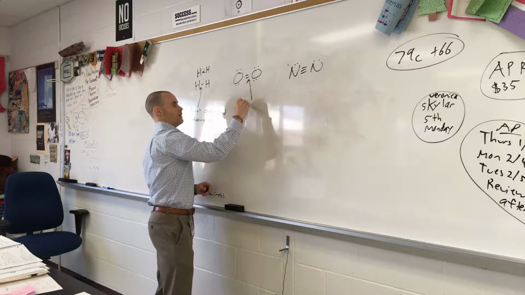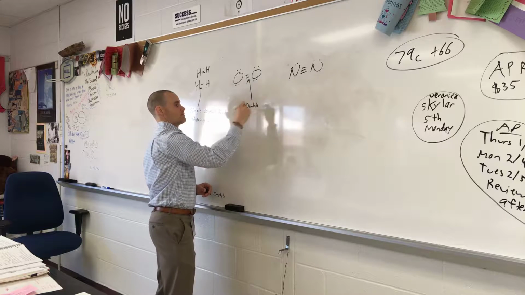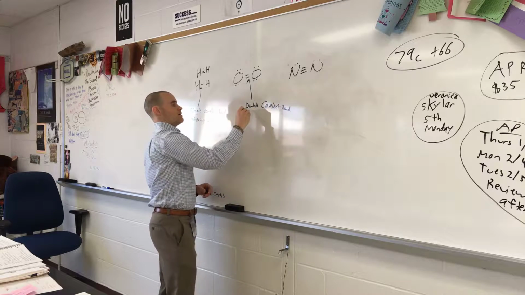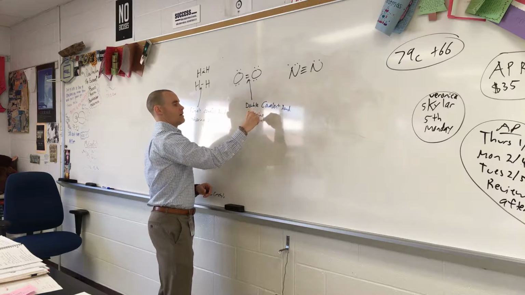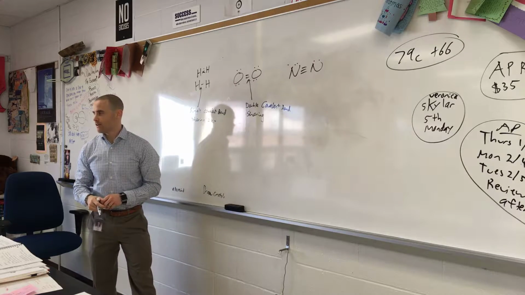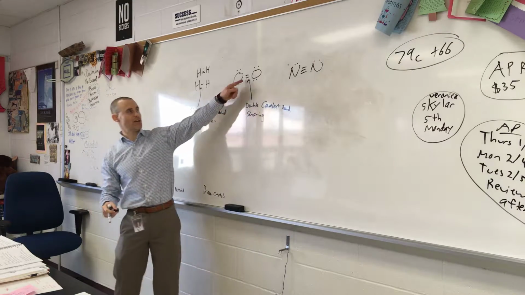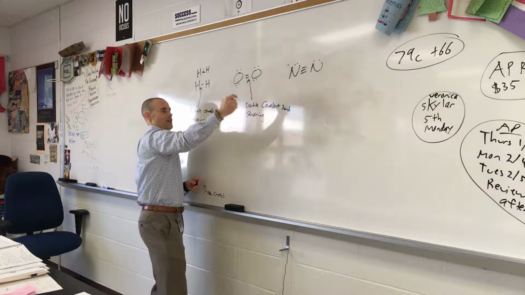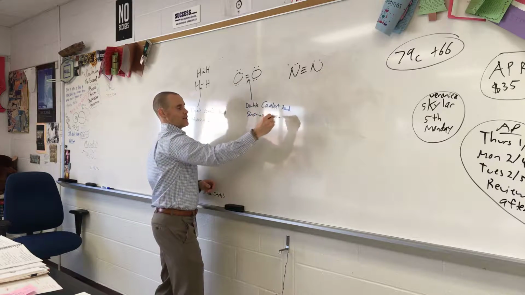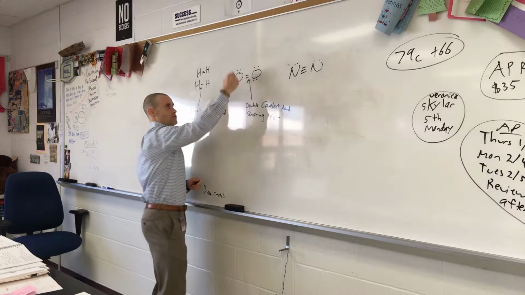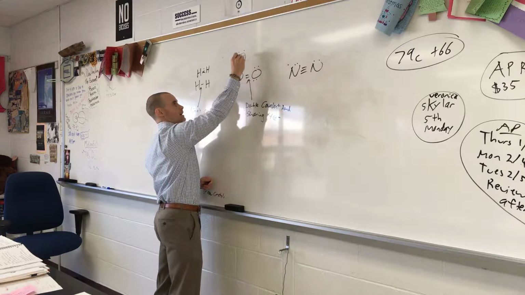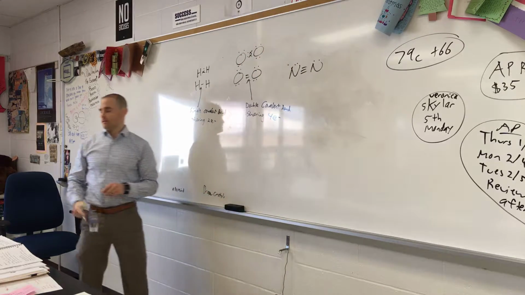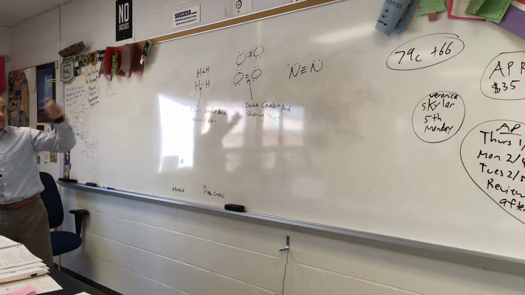This is a double covalent bond. Sharing. How many electrons are shared here? If one shares 2, 2 shares 4 electrons. If we were to do the dot structure for that, it would be dot, dot, dot, dot, dot, dot, x, x, dot, dot, dot, dot. 4 electrons in between.